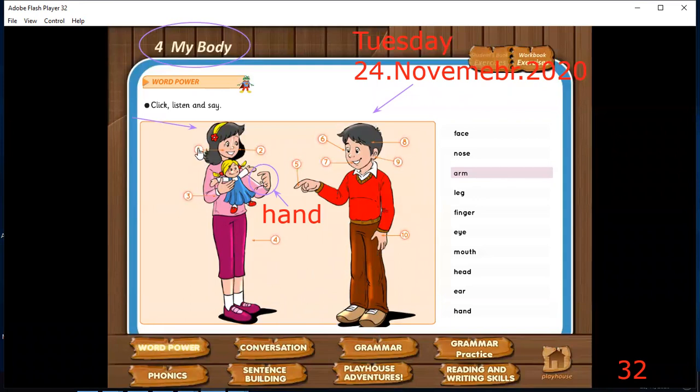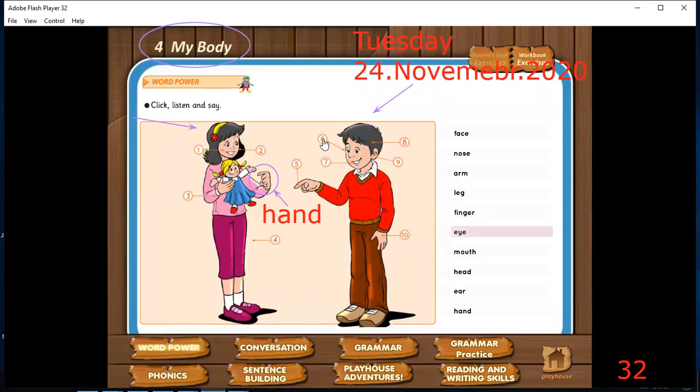Let's continue to number four. Four. Leg. Super. Excellent. Number five. Finger. Finger, again. How many fingers do we have, teacher, on our hands? Two hands. 10 fingers, excellent. We have 10 fingers, super.